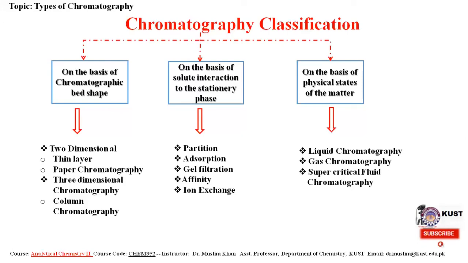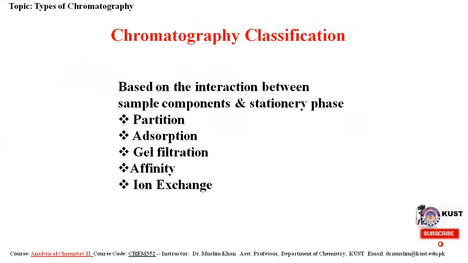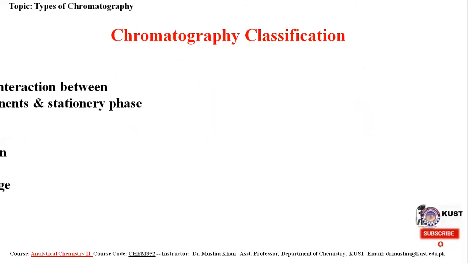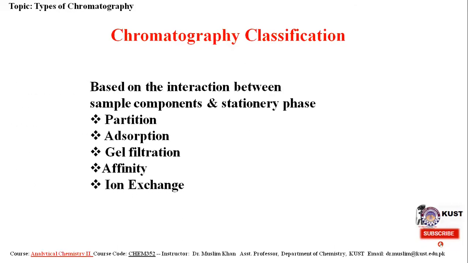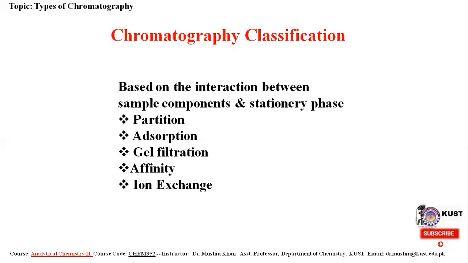We are not discussing planar and thin-layer chromatography, meaning paper chromatography, because we have already discussed them in detail in the previous lecture. Based on the interaction between the sample components, those we want to separate, and the stationary phase, chromatography is classified into partition chromatography, adsorption chromatography, gel filtration, affinity, and ion exchange. We will discuss these chromatographies one by one in detail.